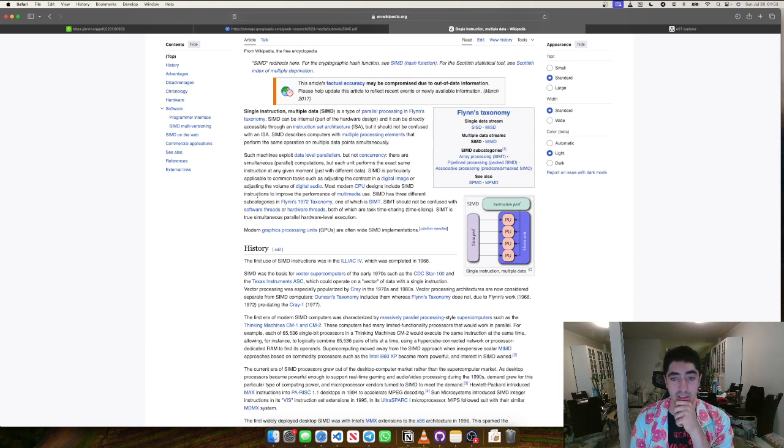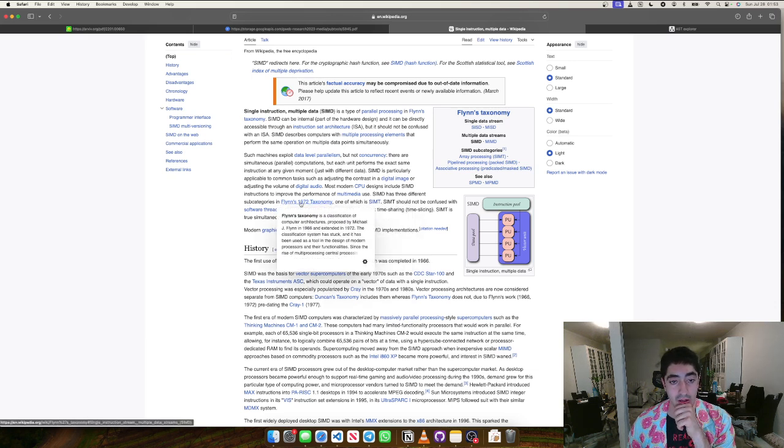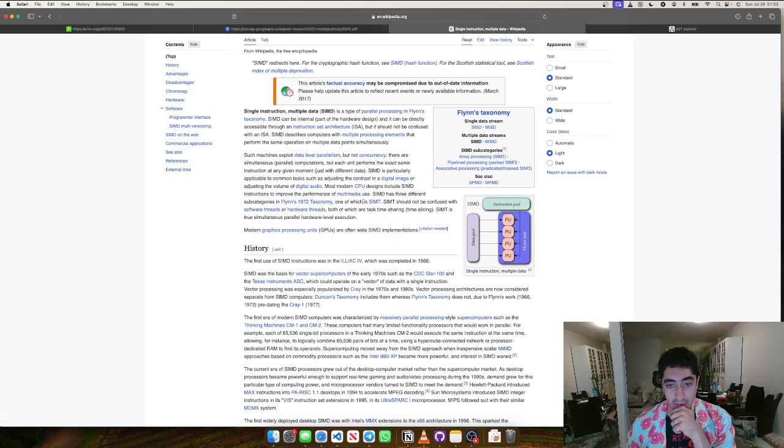data. SIMD is particularly applicable to common tasks such as adjusting the contrast in a digital image or adjusting the volume of digital audio. Most modern CPU designs include SIMD instructions to improve the performance of multimedia use. SIMD has three different subcategories in Flynn's 1972 taxonomy, one of which is SIMT. SIMT should not be confused with software threads or hardware threads, both of which are task time sharing.